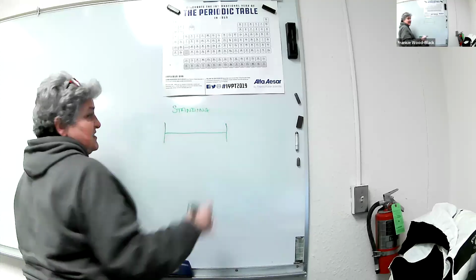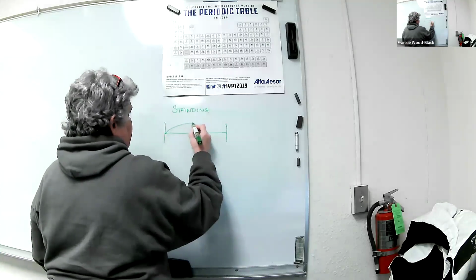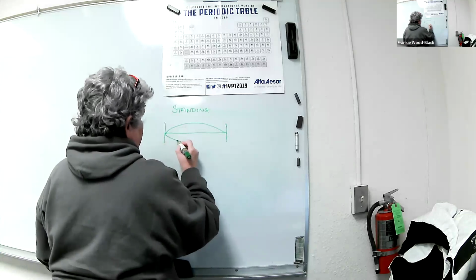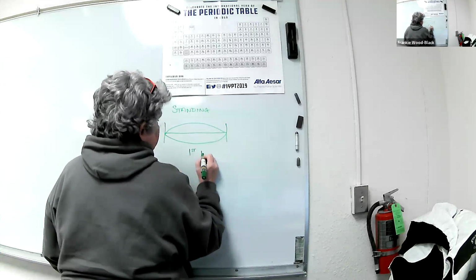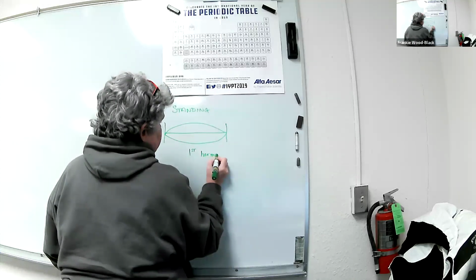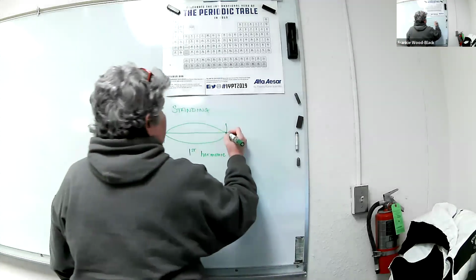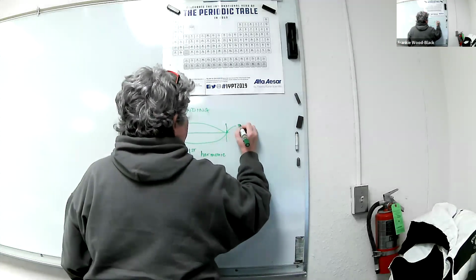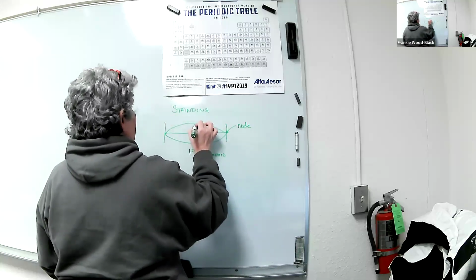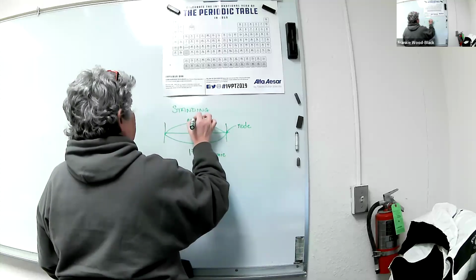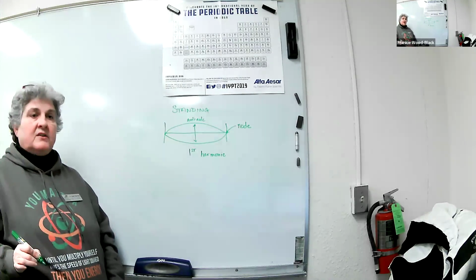And like I said, we've all seen these pictures, right? The first time, if I do a standing wave and it looks like this, it is called the first harmonic. This right here is called a node, and this is called an antinode. That's called a node and an antinode.